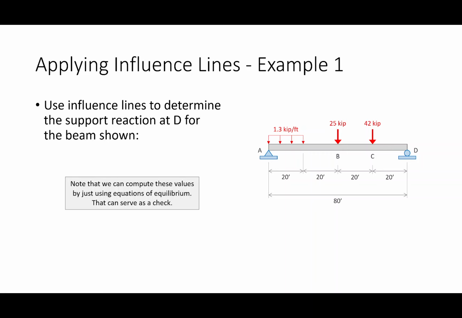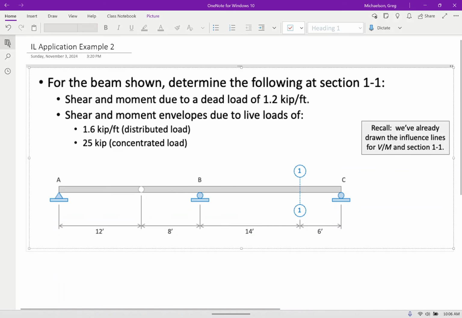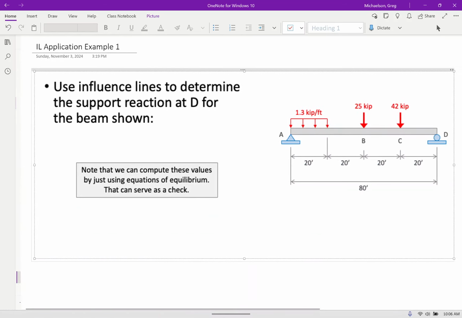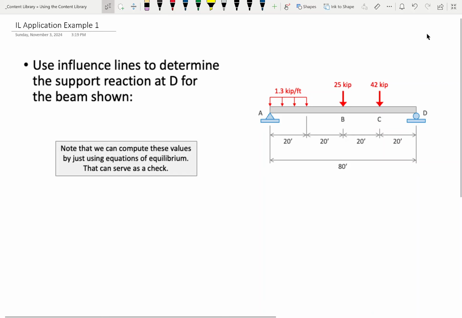So let me pull up the notebook here, and let's just digest what I'm asking you. I'm giving you a problem that, without influence lines, everybody in this room should be able to do. Let's read what the question's asking: determine the support reaction at D due to these loads. You can do that, right? That's not complicated. So let's ignore all this influence line hullabaloo and just do that.